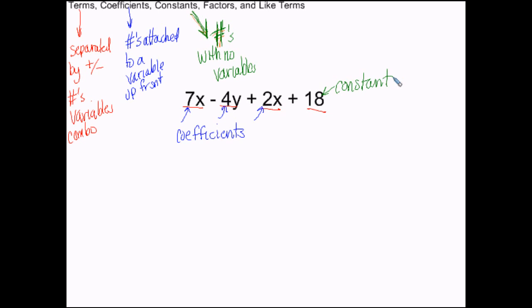Okay, factors make up the terms. Factors make up terms by being multiplied together. So in 7x, your factors are 7 and x. In 4y, your factors are 4 and y. 18 has factors of 2 and 9, or 3 and 6, or 1 and 18.